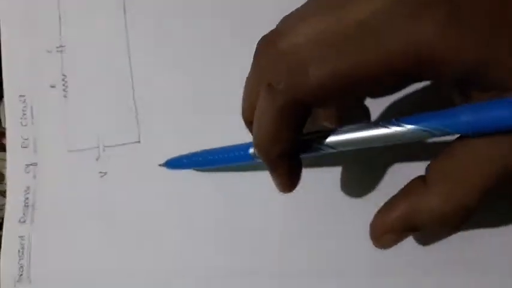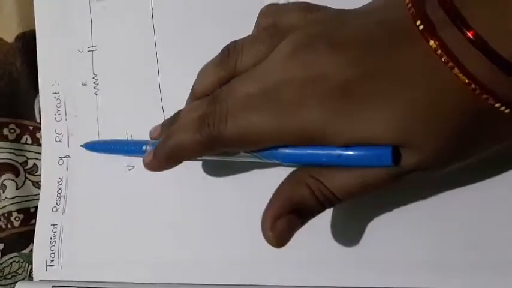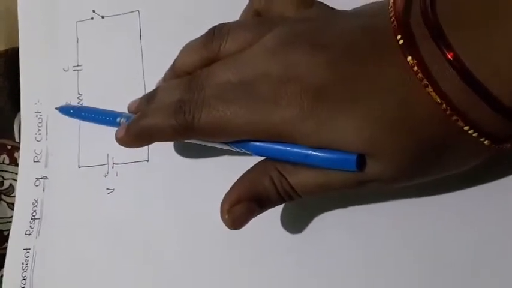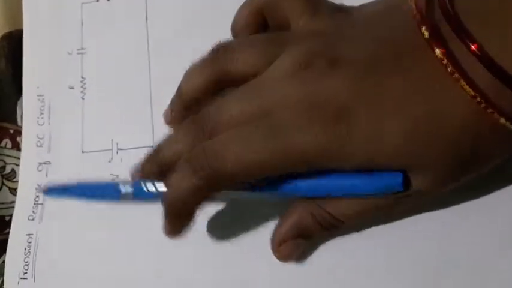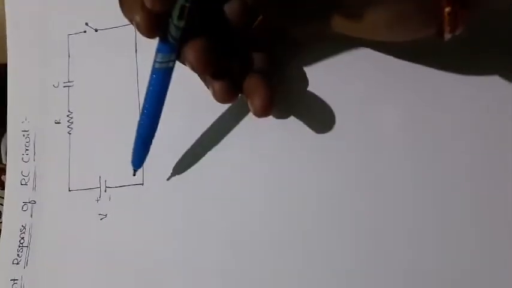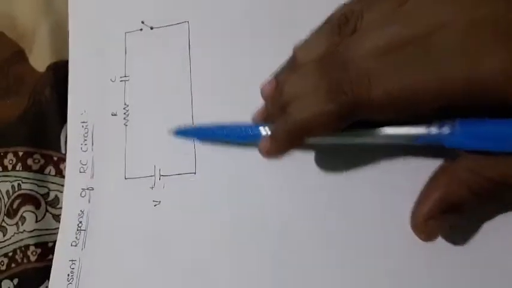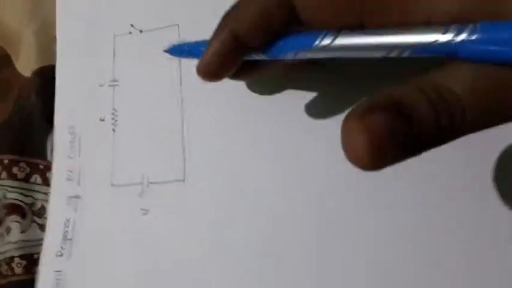In this class, we are going to discuss the next topic, that is the transient response of the RC circuit. Already we discussed the transient response of the RL circuit. How to find the timing response for the RL circuit, you already know. Depending on the circuit diagram, we find the transient response for that RL circuit. In the same way, the transient response of the RC circuit also has a timing response.